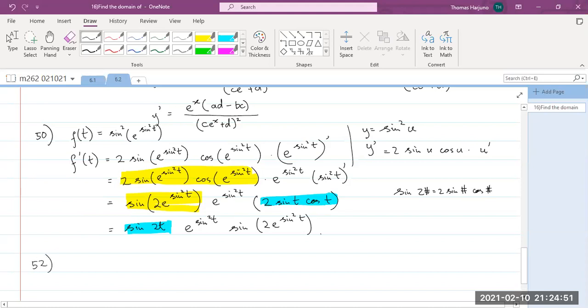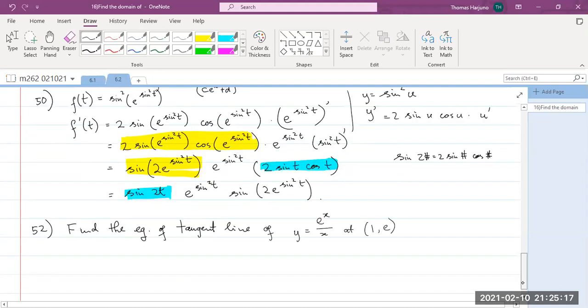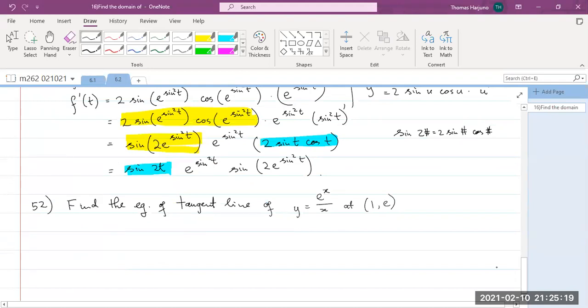Did I do number 52 in my lecture? I don't remember. Okay, find the equation of tangent line of y equals e to the x over x at 1 comma e. They are nice. They tell you 1 comma e. They can just say at x equals 1 and then you need to find the e yourself. Okay, solution.